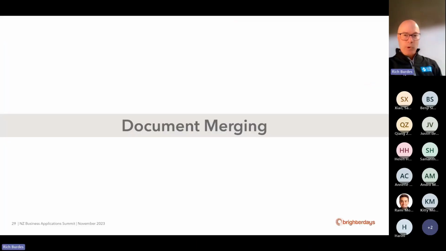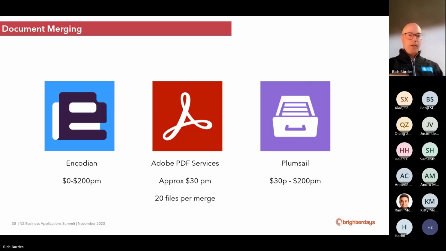Okay, merging. Adobe PDF Services and Plumsail are pretty much the same thing when it comes to merging. Encodian is slightly different. Encodian will run it. You get free calls, not free. It's 50 free calls to Encodian per month. That doesn't mean 50 runs per month using that many encoding steps. So if I go and pull 50 documents, then I've used my 50 on one run, right?